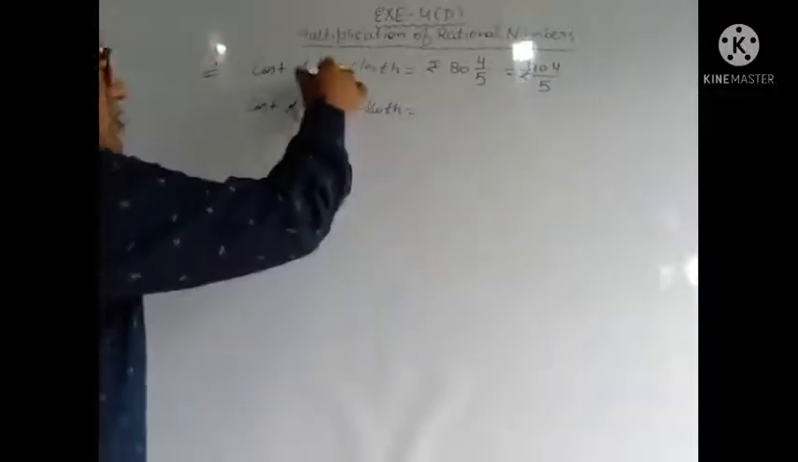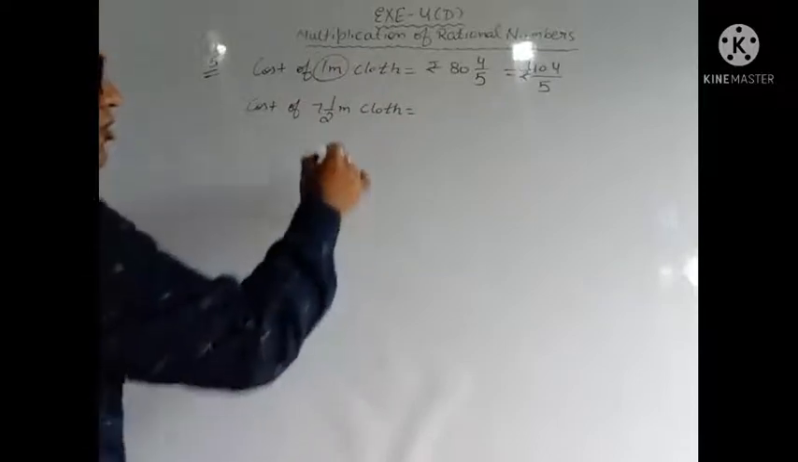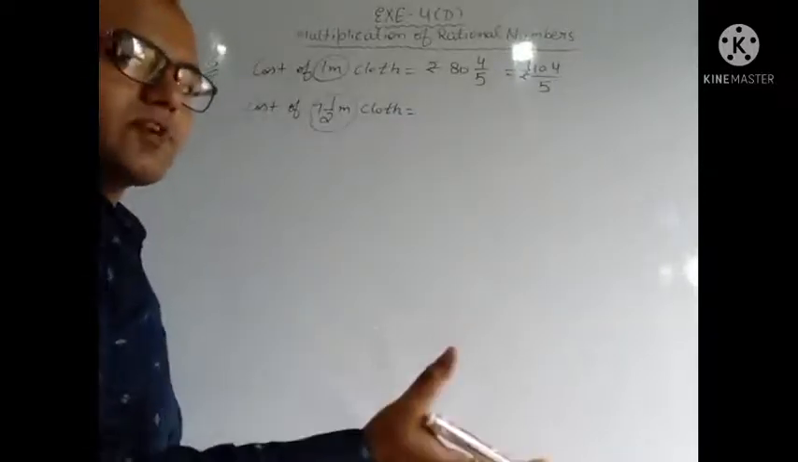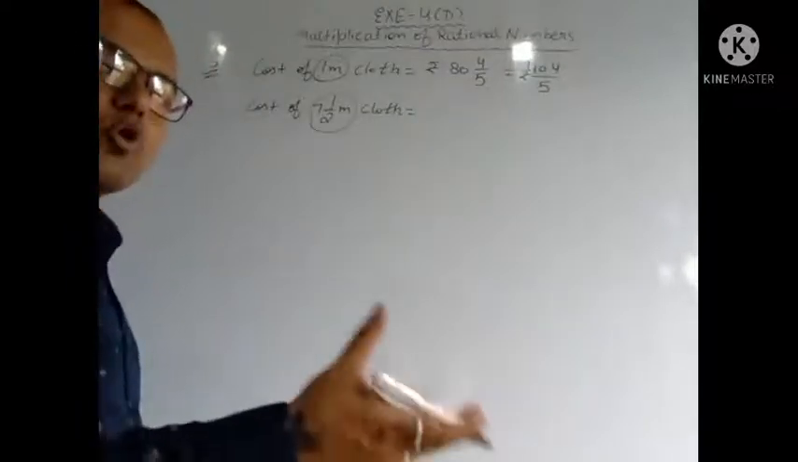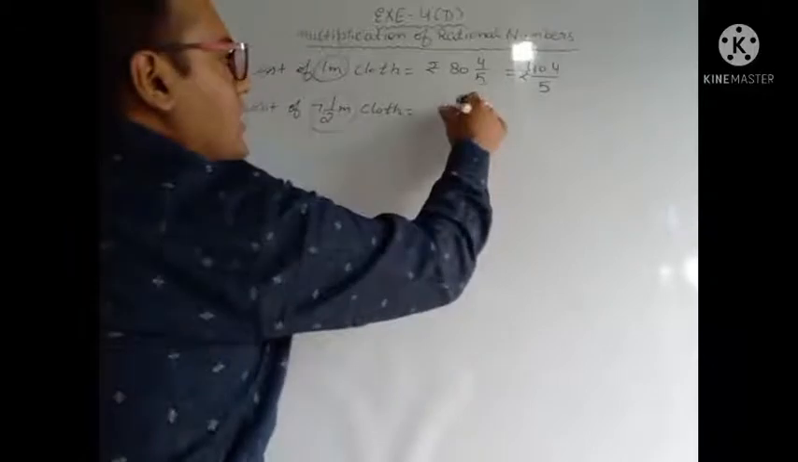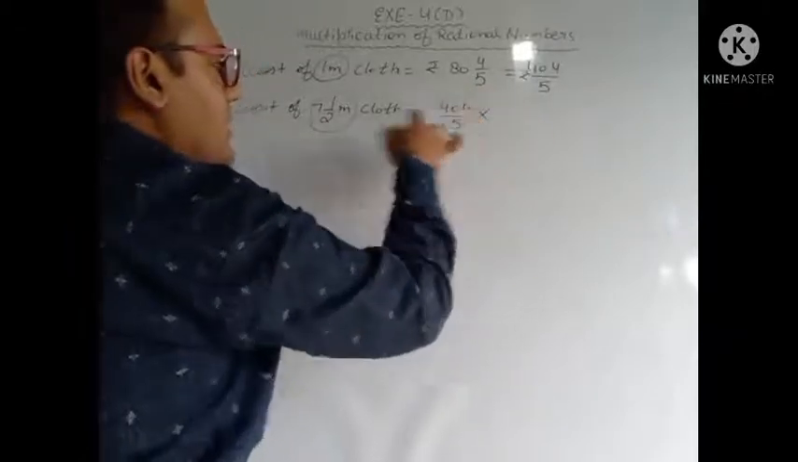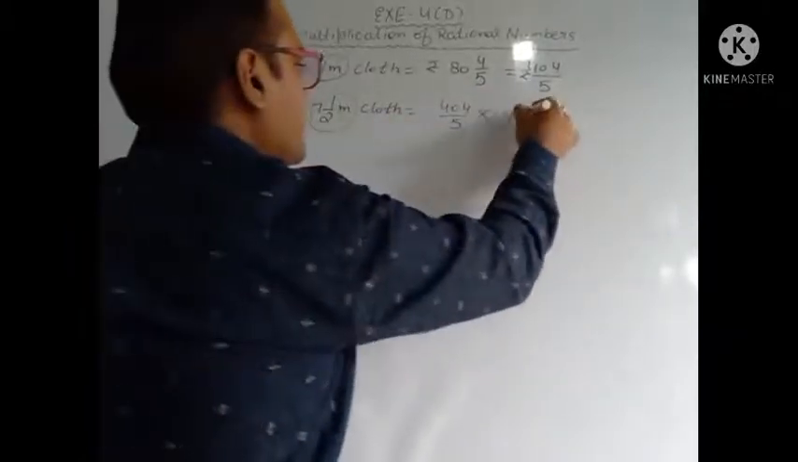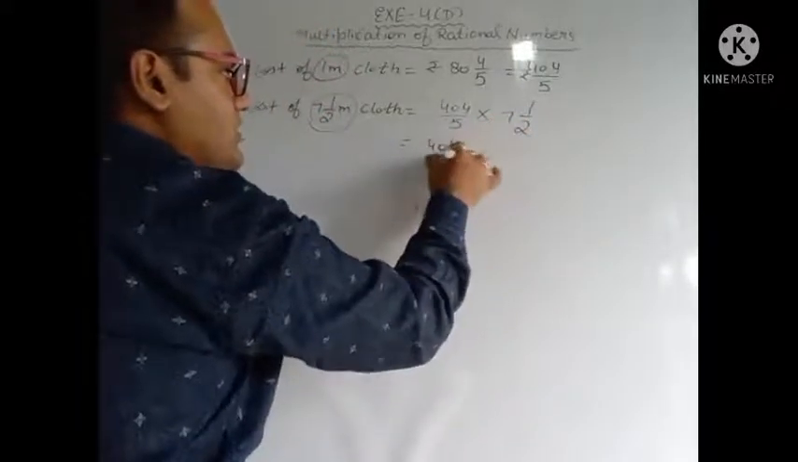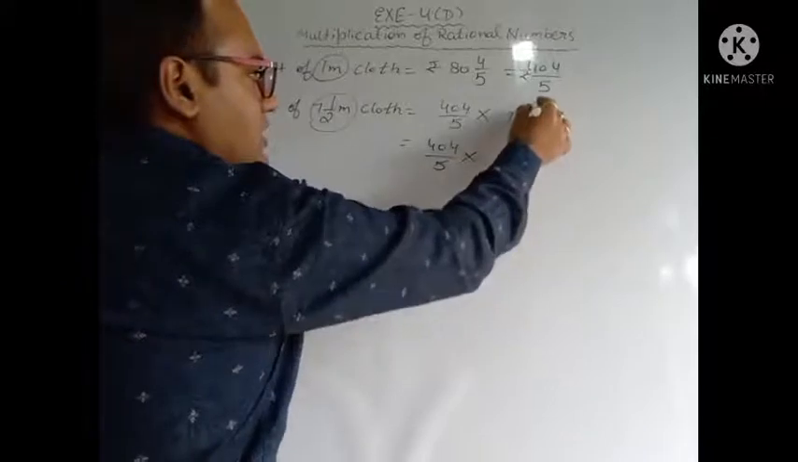So earlier the cloth was only 1 meter. Now the cloth is more. So whenever we purchase more cloth, more items, then we have to pay more money. So for more, what we will do? We will multiply 404 upon 5, multiply with how much cloth we are purchasing, 7 whole 1 upon 2. Now this 7 whole 1 upon 2 we will change. 7 2s are 14 and 1 is 15.